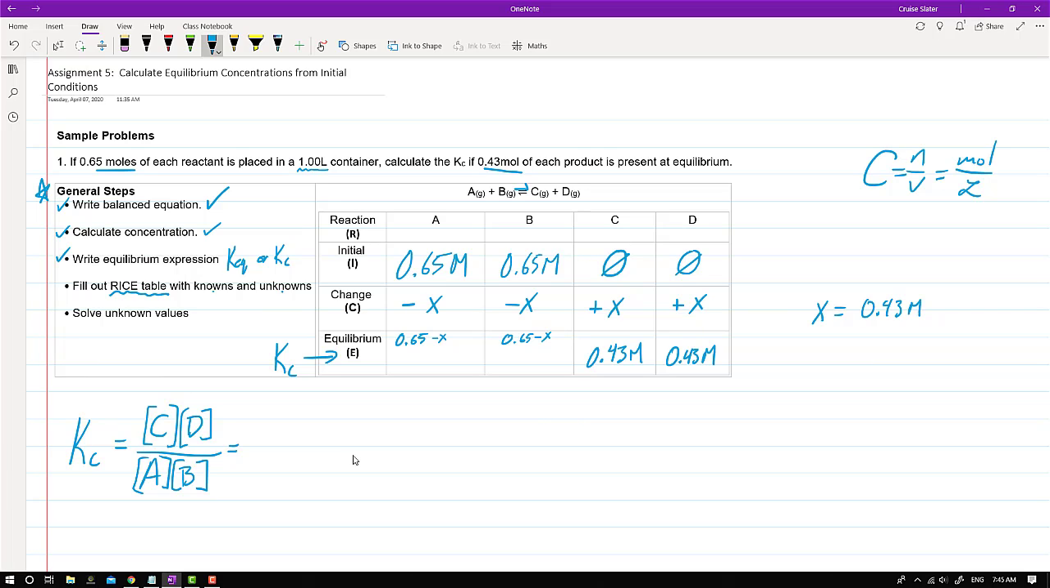So if I go 0.65, subtract 0.43, I get 0.22 and 0.22. So those are my concentrations at equilibrium, all based on this idea of change. So if I go through and fill these into my equation, I would get 0.43 multiplied by 0.43. I'm realizing that looks like a 9. I don't know what happened there with my pen. And that's going to be divided by 0.22 and 0.22.